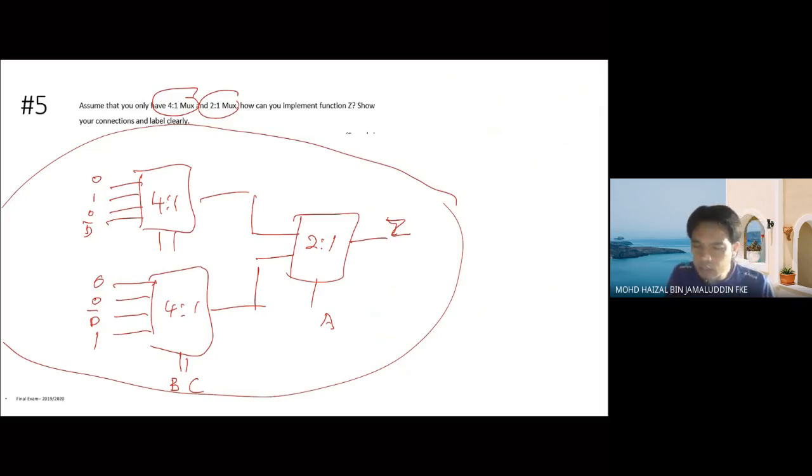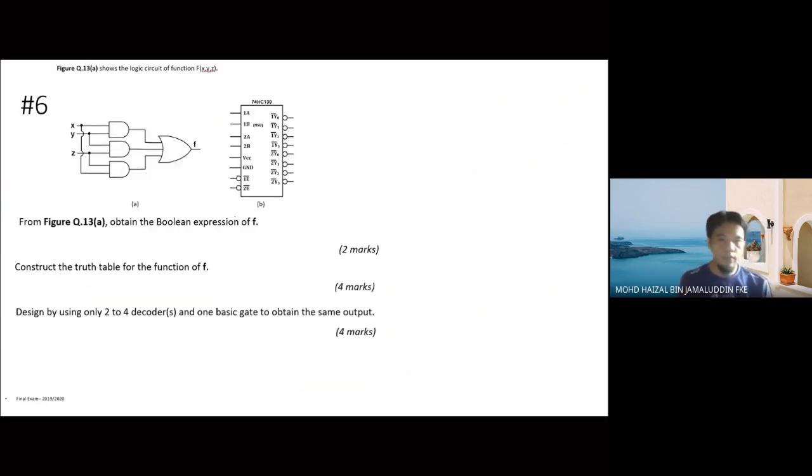Before I end my example, I think maybe this is the last example. All right, maybe an easy question here. So this is a figure from the final exam. Figure shown, question 13: obtain the Boolean expression of f. Okay, it asks you to get the Boolean expression. Construct the truth table. We cannot run or hide away from the truth table. And then use the 2 to 4 decoder with one basic gate to obtain the same output.